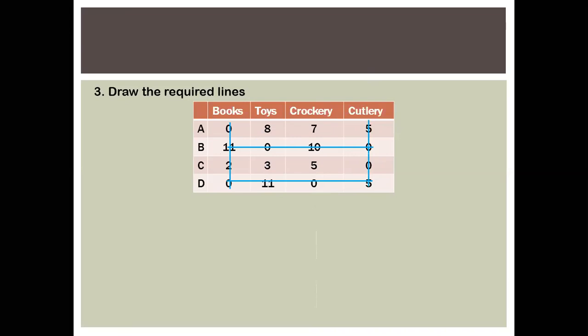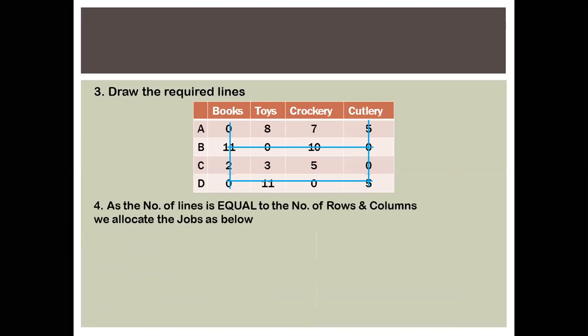Now if you observe class, all the zeros are completed. All the zeros are covered completely with the lines. Before you draw the lines and after you draw the lines, you have to check that you have left out no zero anywhere, either in rows or in columns. Now, what will be the fourth step? As the number of lines is equal to the number of rows and columns, we will allocate the jobs.